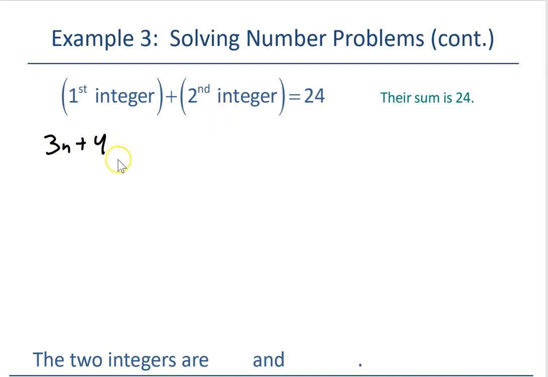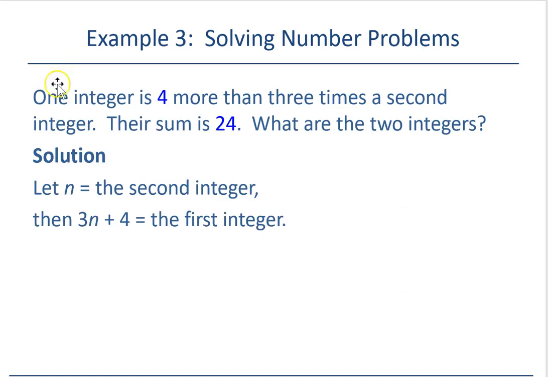We don't know the second integer, but we do know we're messing with all this. Our first is that, and our second can just be the n. Do you see where I'm getting that from? One integer is 4 more than 3 times the second integer. We don't know what the second integer is, but I do know that one of them is going to be this.